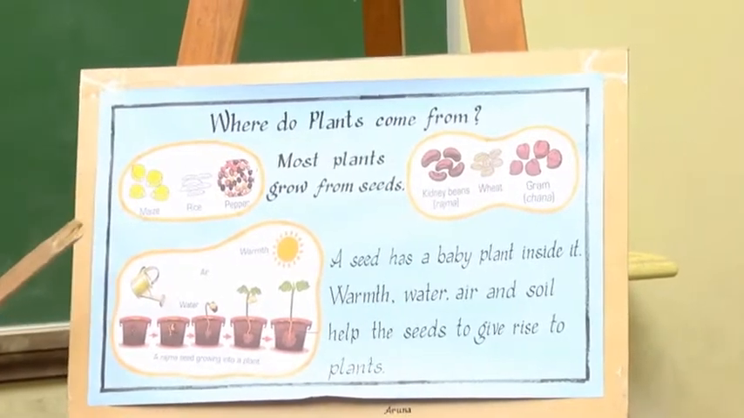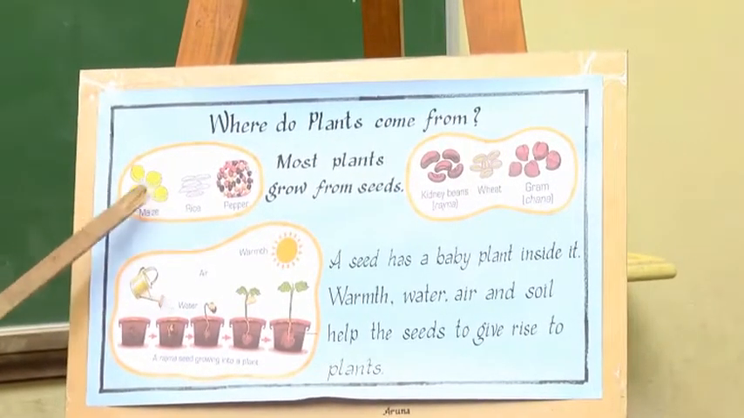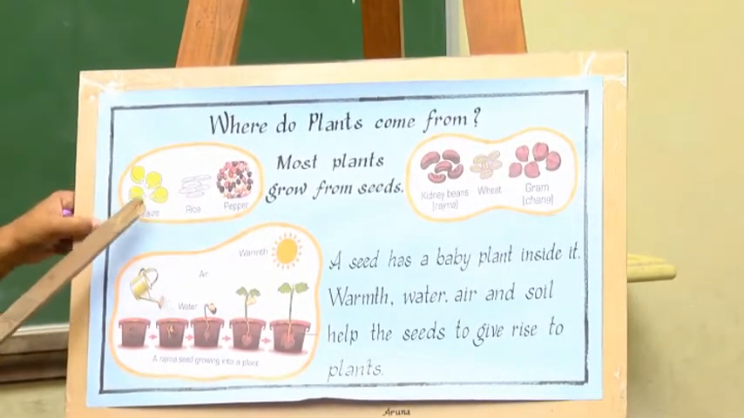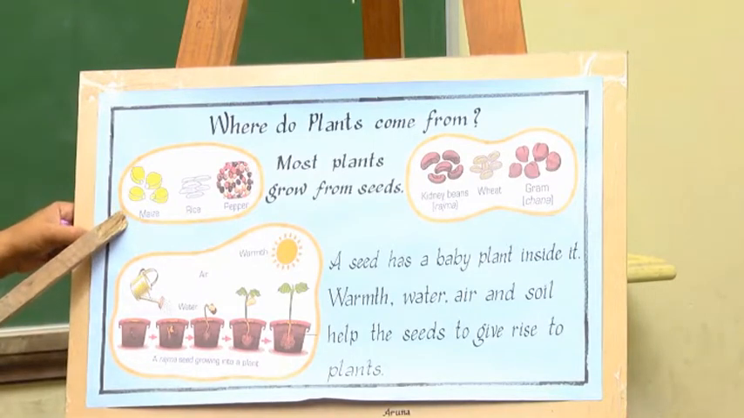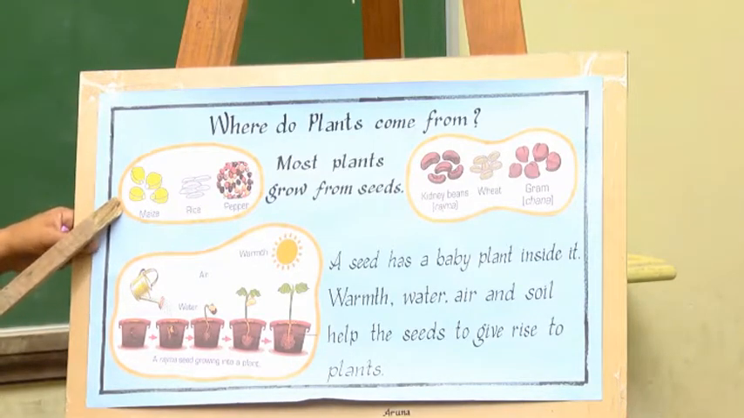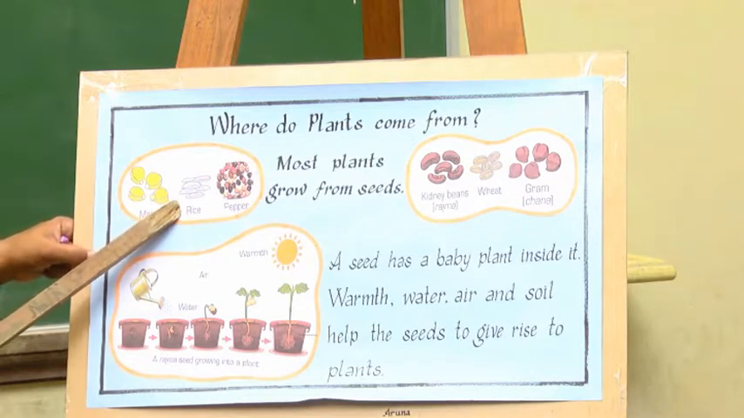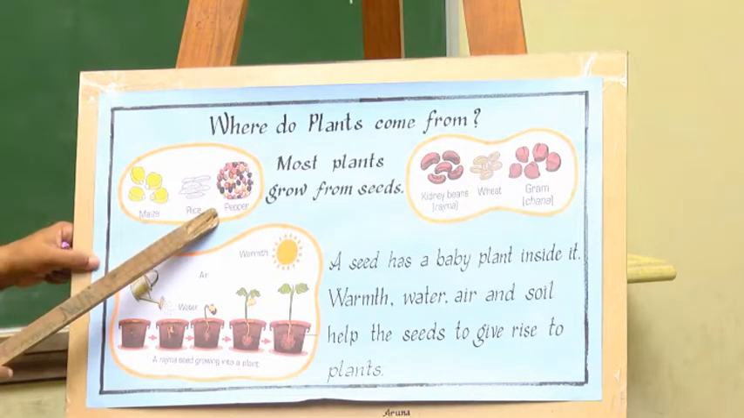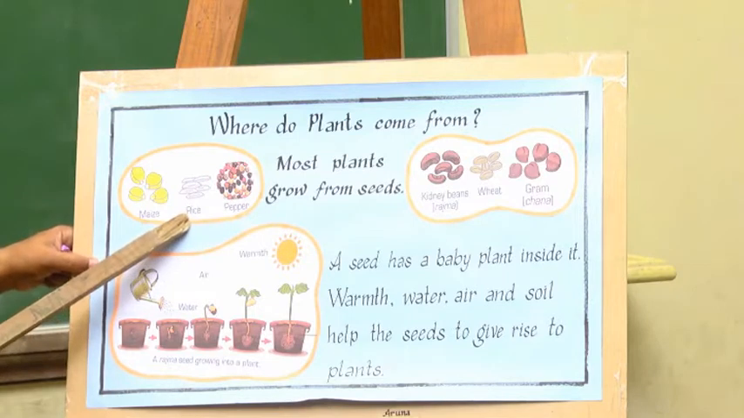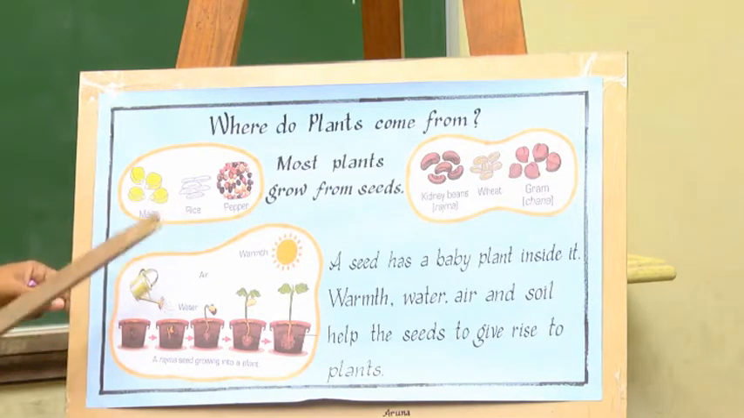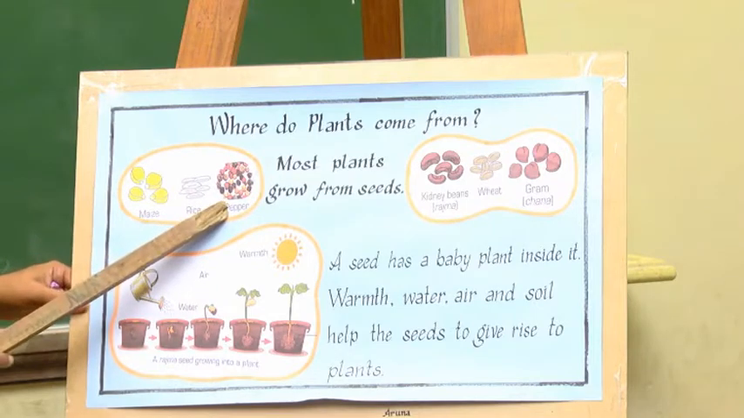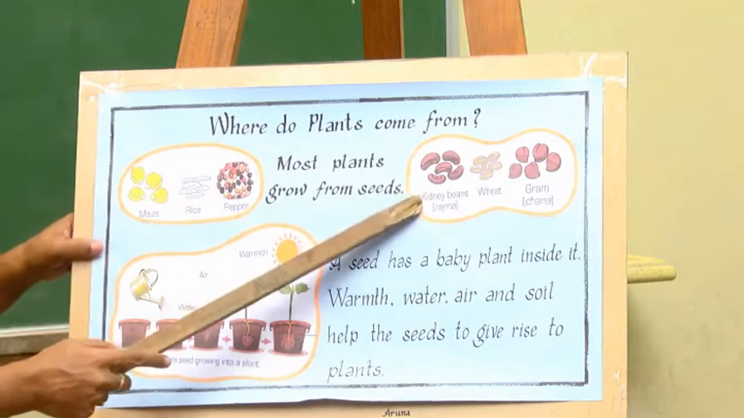Which are the seeds we eat? Some of them are given here. Maize. Maize means corn. Rice. Pepper. Not only rice, wheat, jowar, all these things we eat. And pepper. Here are some more.